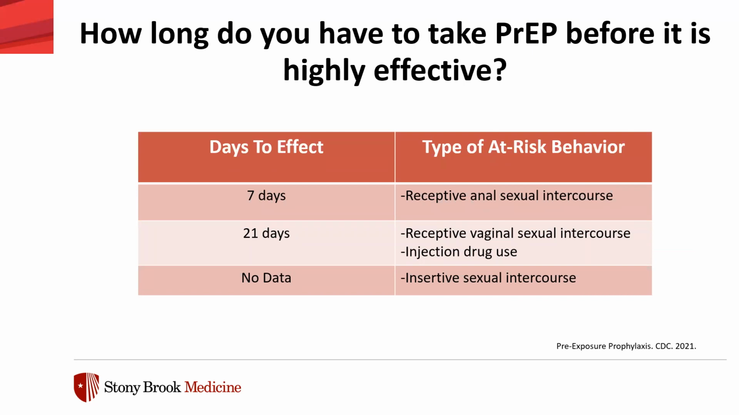These studies suggested that for patients whose at-risk behavior is receptive anal sexual intercourse, it takes about 7 days to reach high effectiveness. For patients whose at-risk behavior is receptive vaginal sexual intercourse or injection drug use, it takes about 21 days. And unfortunately, there is no data for patients whose at-risk behavior is insertive sexual intercourse.